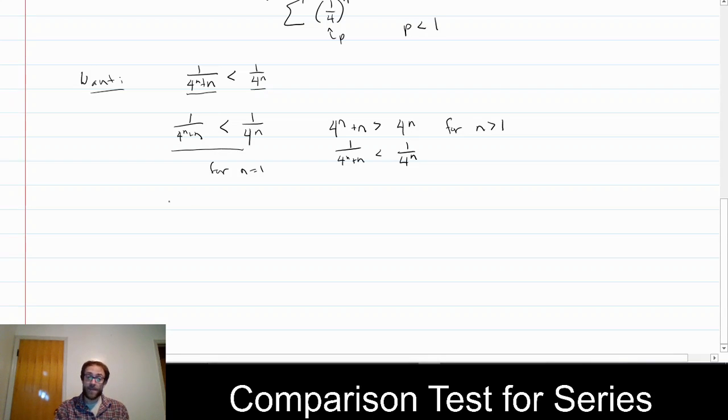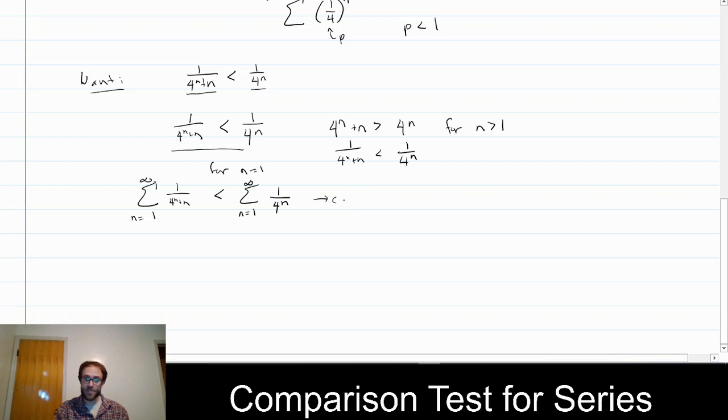So by the direct comparison test then, since each one of these is less than that, what we have is the sum of 1 over 4 to the n plus n from 1 to infinity is going to be less than the sum from n equals 1 to infinity of 1 over 4 to the n. Right? And we don't care about that 0 because it's just part of our initial set. It's more like the head of the animal instead of the tail.